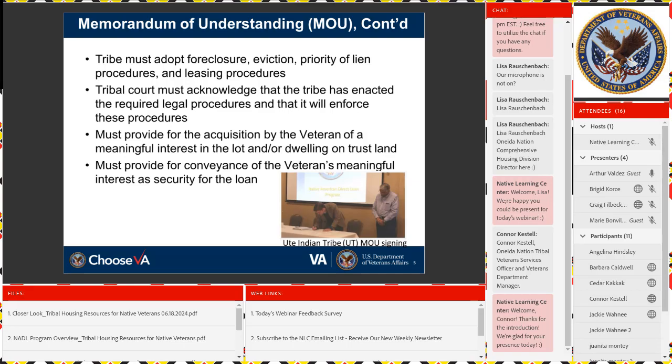Must provide for the acquisition by the veteran of meaningful interest in the lot and/or dwelling on the trust land, and must provide for conveyance of the veteran's meaningful interest as security for the loan. Again, details that were worked out all ahead of time. So once the tribe and the VA have this in place, the veteran simply has to select his land that the tribe will allocate to him, and then if he wants to build on it, or maybe there's already a home he'd like to purchase.